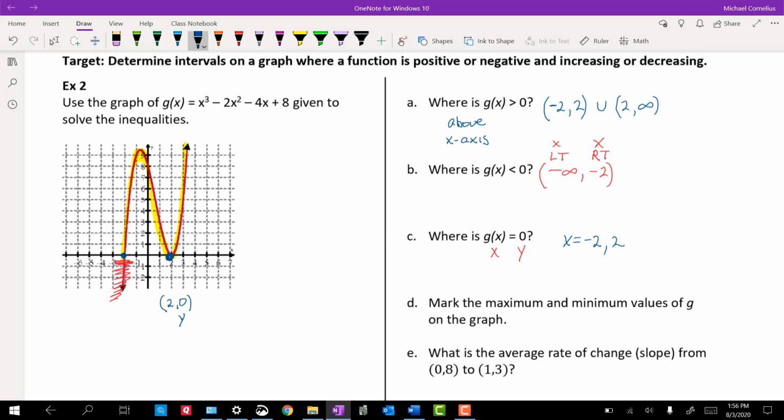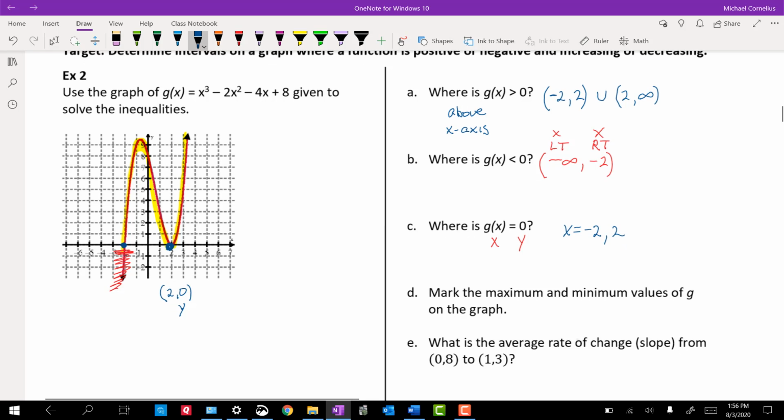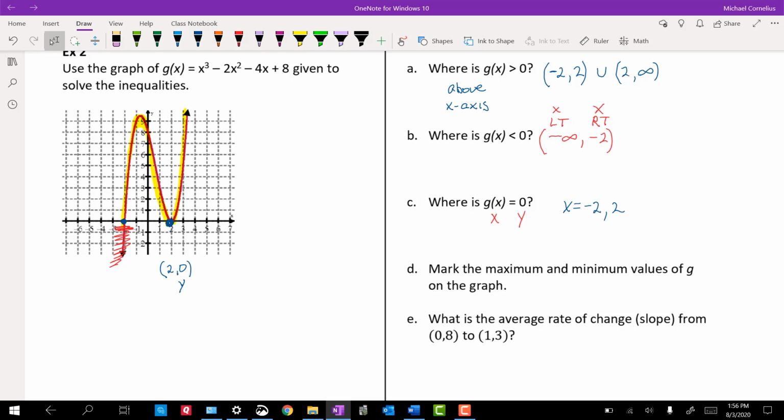Okay? This one does ask for a little bit more information here. It says mark the maximum and minimum values of g on the graph. The maximum, okay, there are different maxes and mins. And so when we talk about maxes and mins, we want to talk about a maximum either being an absolute max or a relative max. An absolute max means you're absolutely the highest point on the graph.